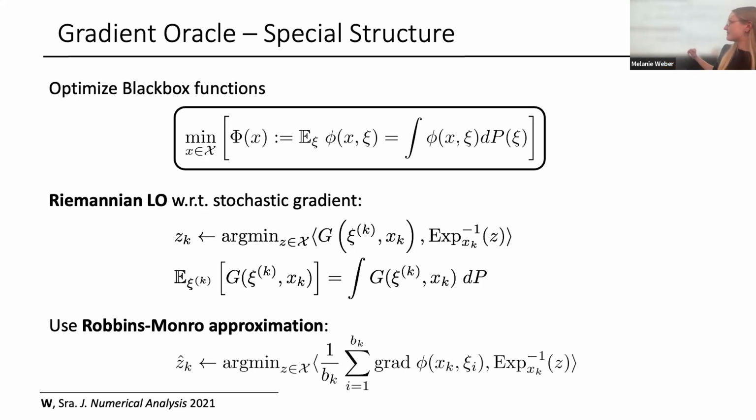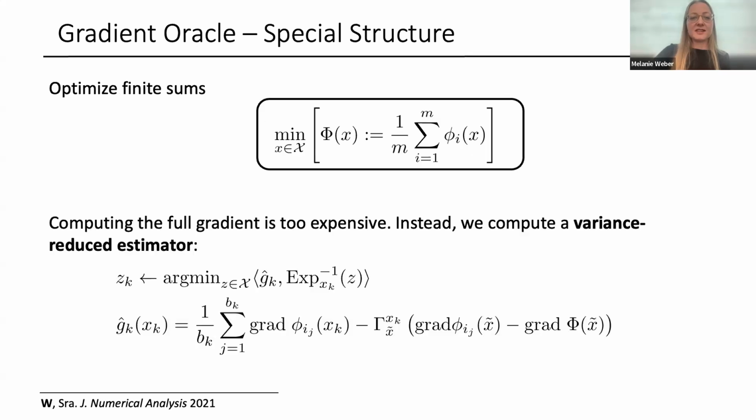So if we're in the Riemannian setting, we don't have access to the true Riemannian gradient. We can only estimate that, for instance, with a classical technique from stochastic optimization called the Robbins-Monro approximation, which can be extended to the Riemannian setting. And then as long as we can control the approximation error of the gradient estimator, we can show that the algorithm still converges, albeit at a slightly slower rate.